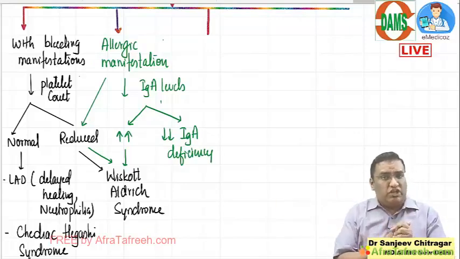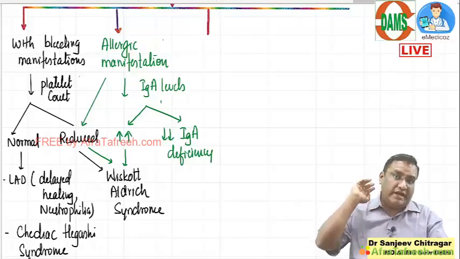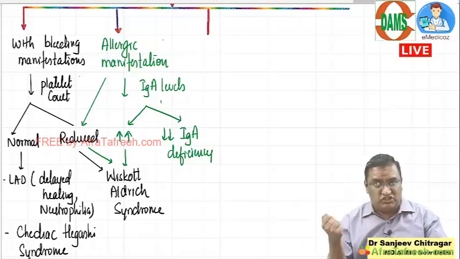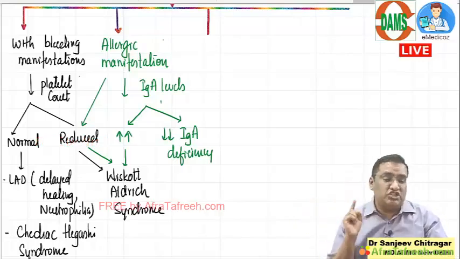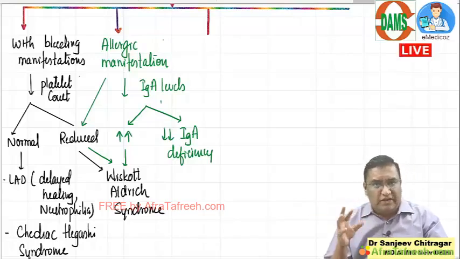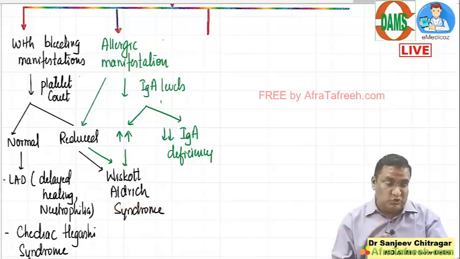How do I differentiate between them? Levels of IgA. IgA will be more in Wiskott-Aldrich, IgA will be less in isolated IgA deficiency. Even you can check IgM. IgM will be low in Wiskott-Aldrich, IgM will be normal in IgA deficiency. IgG will be normal in both of them. Do not check for IgG. Examiner will keep giving you these things. Don't use them. Always use the keywords here.